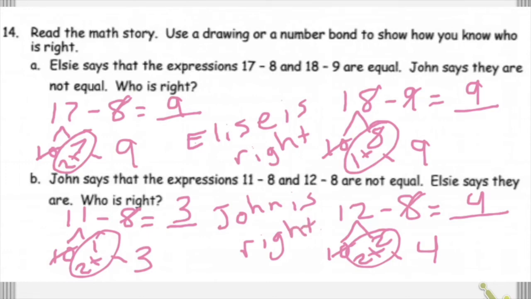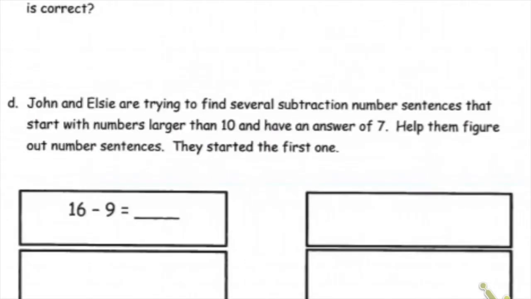Okay, boys and girls. So now I want you to look at C. C says, Elise says that to solve 17 minus 9, she can take 1 from the 17 and give it to the 9 to make 10. So 17 minus 9 is equal to 16 minus 10. John thinks Elise made a mistake.